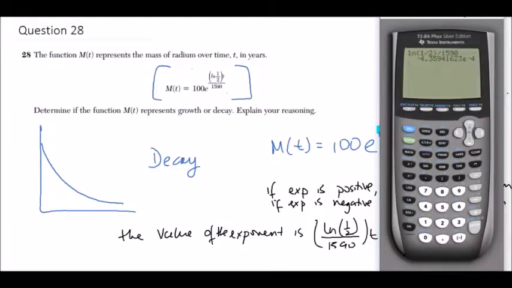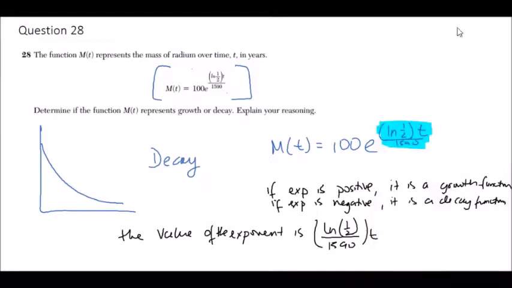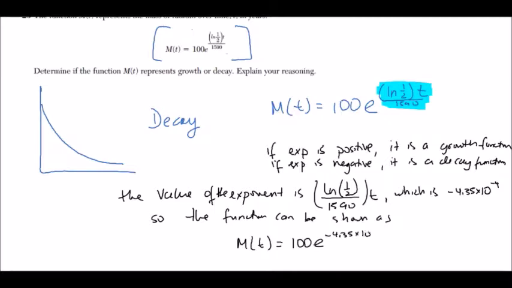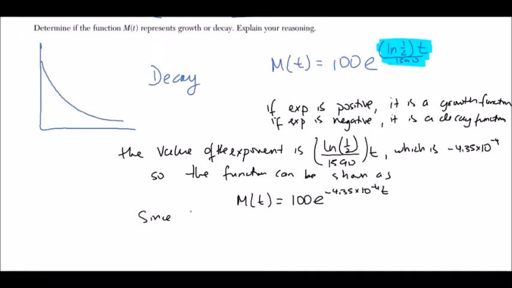And what we've got is a negative number. It's negative 4.35 times 10 to the negative 4th. So the function can then be shown as m of t is 100e to the negative 4.35 times 10 to the negative 4th t. Since the exponent is negative, this represents a decay function. And this is, again, more than enough to get you full credit on this question.